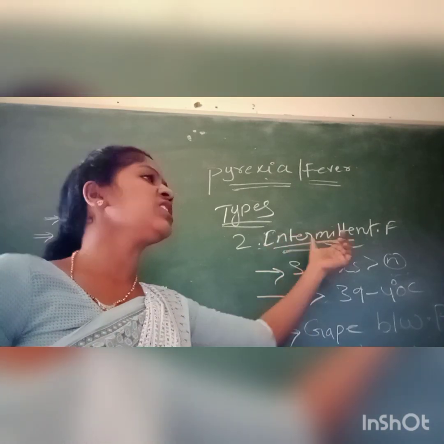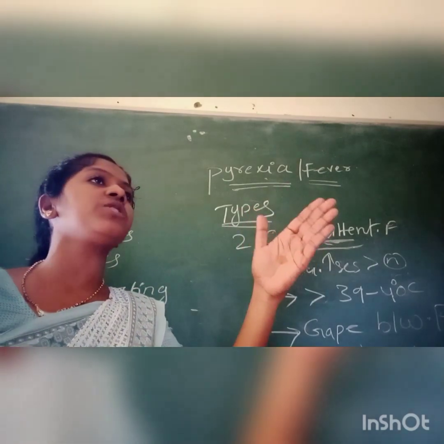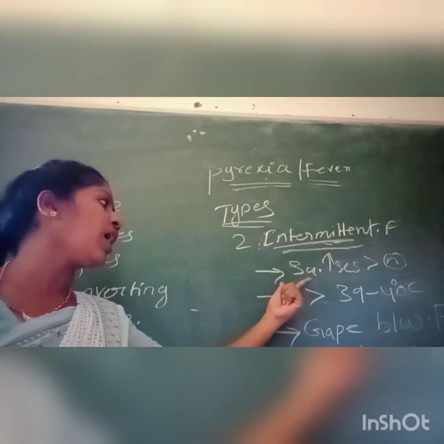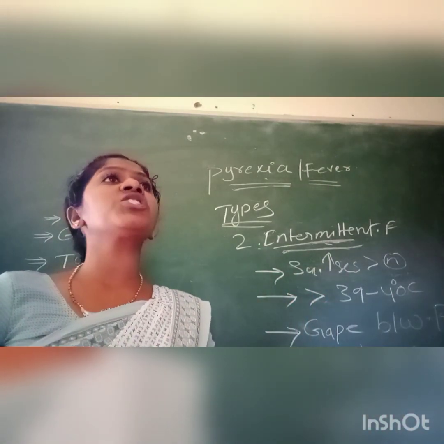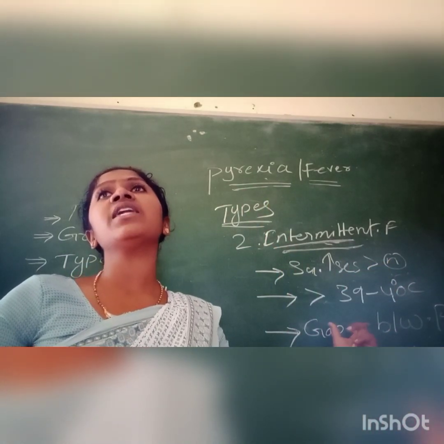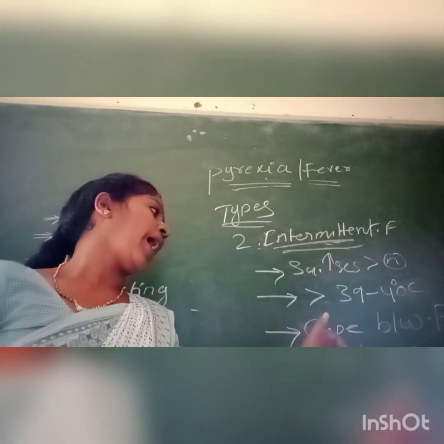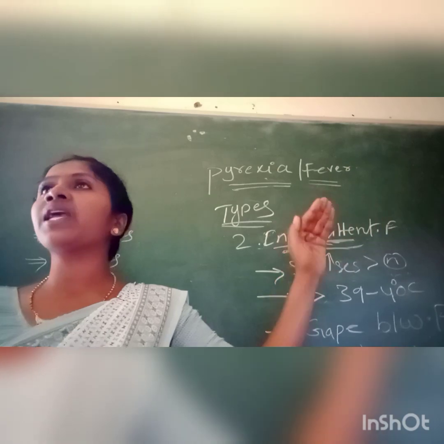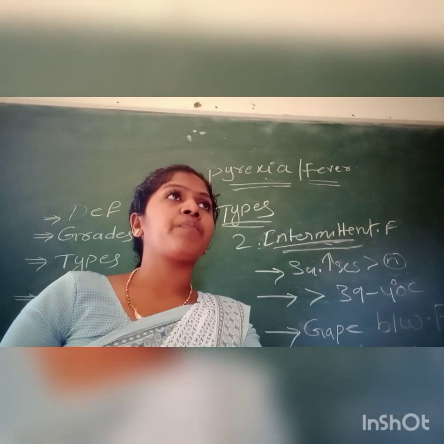The next type is intermittent fever. In the name itself we can see intermittent. That means there is a gap between one fever period and another. The person may be normal in the morning, but suddenly the temperature rises in the evening and reaches the peak level, that is 39 to 40 degree Celsius. After reaching it, the temperature stays at the peak level for 1 or 2 days, and then comes down.